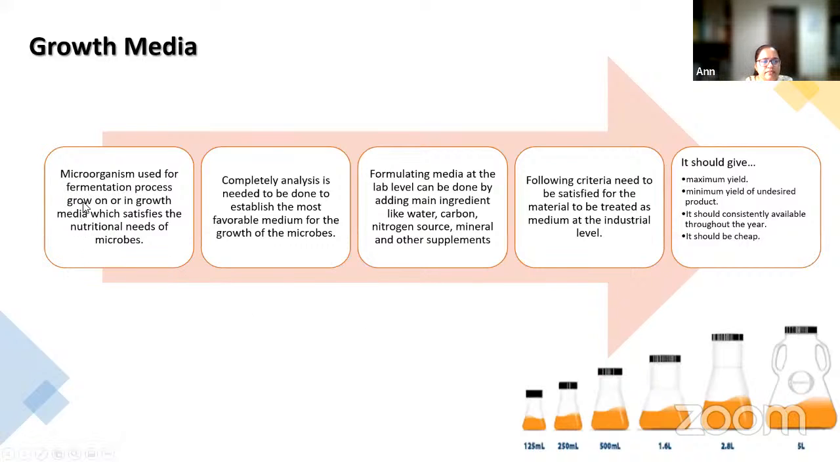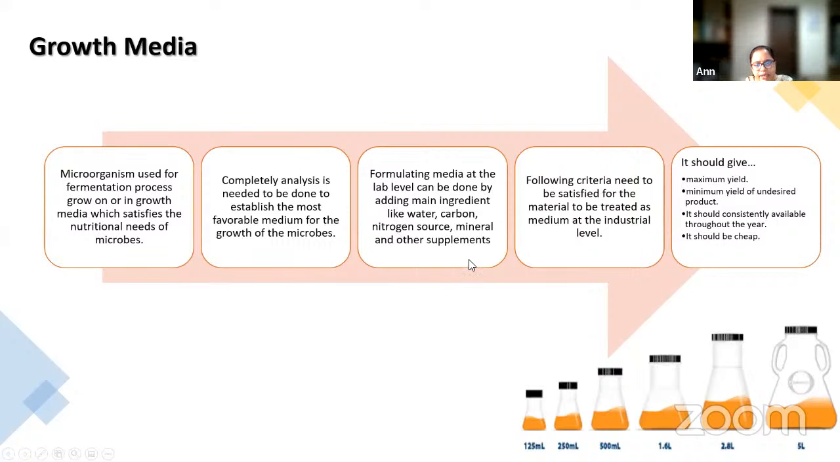So microorganisms grow on or in medium which satisfies their nutritional needs. This growth medium for production scale just satisfies their nutritional requirements. And we pick a favorable medium which allows them to grow by combining water, carbon, nitrogen, and other supplements.